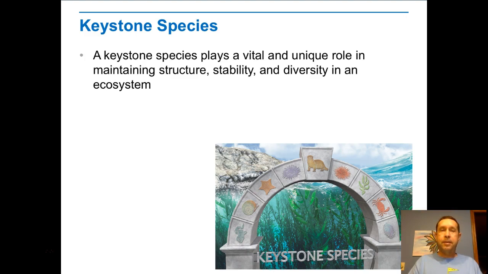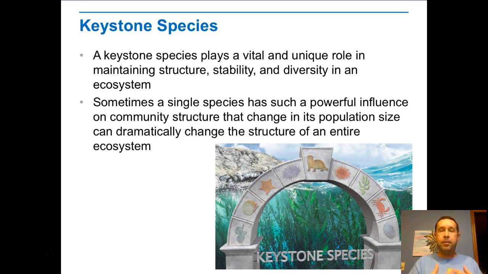Oftentimes, there's a species that has a bigger, more important role in a community than one might expect. We call that a keystone species. It plays a vital and unique role in maintaining structure, stability, and diversity in an ecosystem. Sometimes a single species has such a powerful influence that changes in population size can dramatically change the structure of the whole ecosystem.